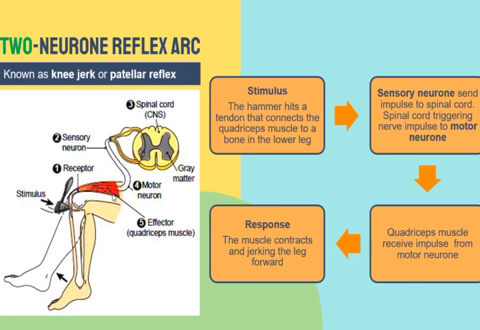The quadricep muscle receives the impulse from the motor neuron and it will create a response. The muscle contracts and jerks the leg forward. That is referred to as the response, the two neuron reflex response. An example of the response is the knee jerk. Why two neurons? Because it only involves a sensory neuron and a motor neuron.